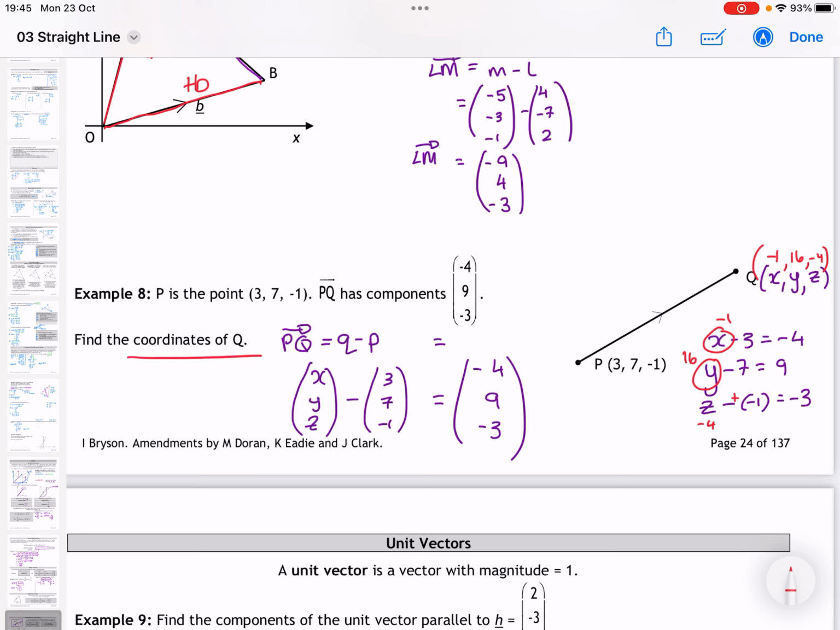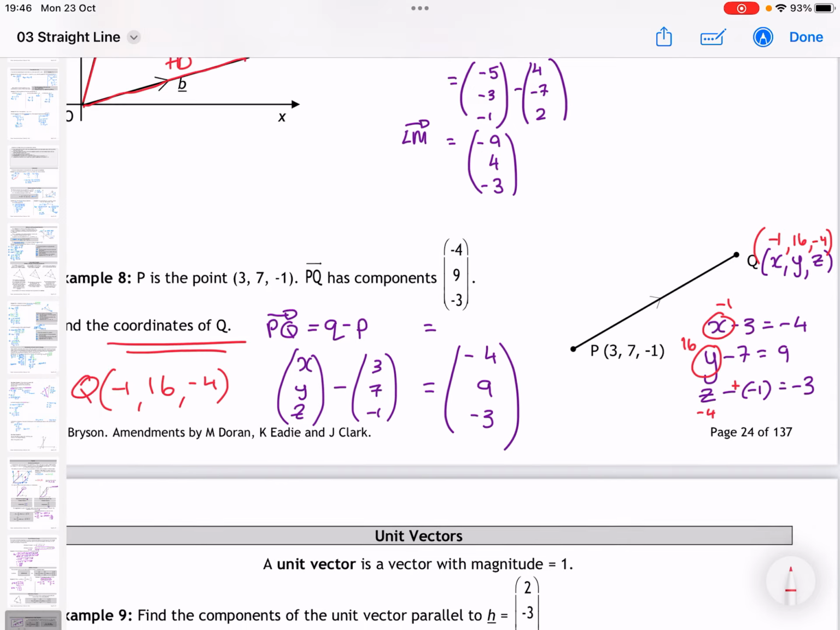Now, if it says coordinates, your answer actually has to have coordinates and a bracket. Again, you could do all that in your head if you wanted. We'd rather you didn't, because we like to see what you're thinking about. But that one was straightforward.